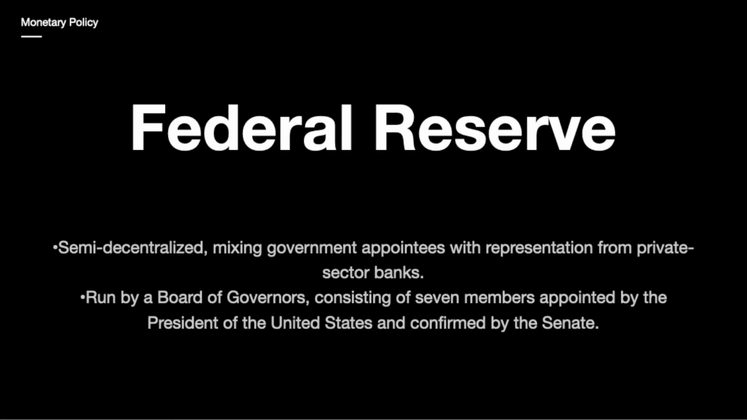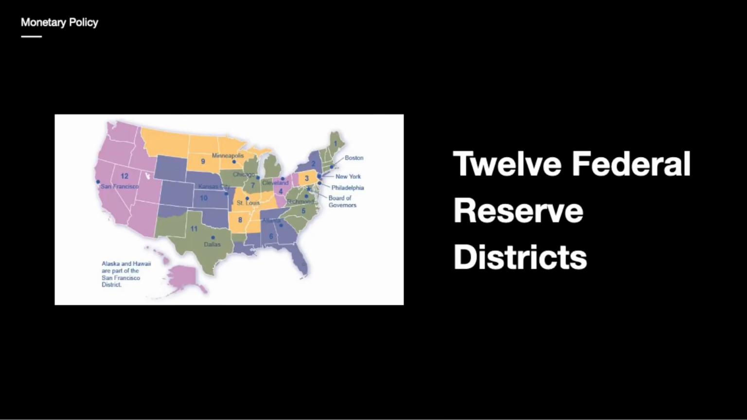It's semi-decentralized, mixing government appointees with representation from private sector banks. It's run by a board of governors consisting of 7 members appointed by the President of the United States and confirmed by the Senate. The 12 Federal Reserve districts. The Federal Reserve is more than a board of governors. The Fed also includes 12 regional Federal Reserve banks, each of which is responsible for supporting the commercial banks and economy generally in its district.